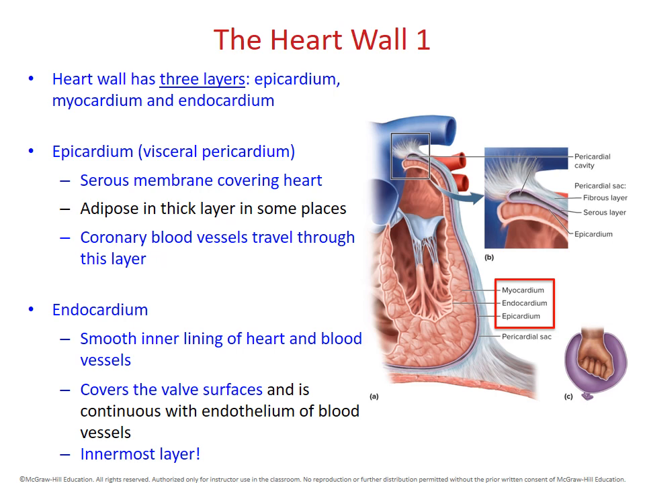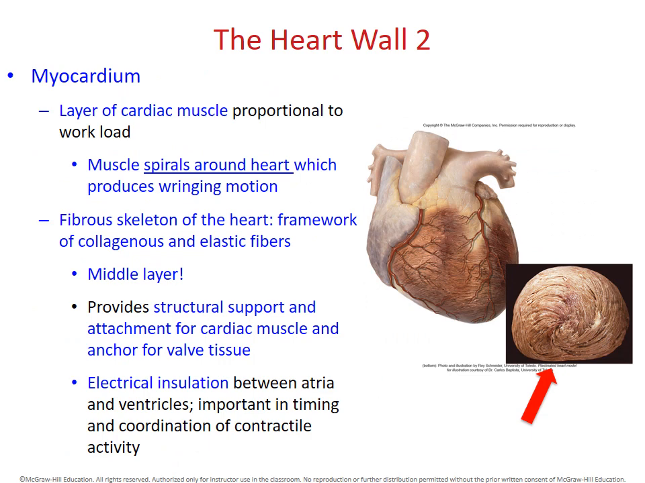So if you take a look at your picture, go ahead and be able to identify the epicardium, outermost, endocardium, innermost, and then the one that I skipped is the one that's in the middle. That one is going to be the myocardium. Your myocardium layer is not only your middle layer, it's also going to be your thickest layer, and it's also going to be the layer that's made out of cardiac muscle.